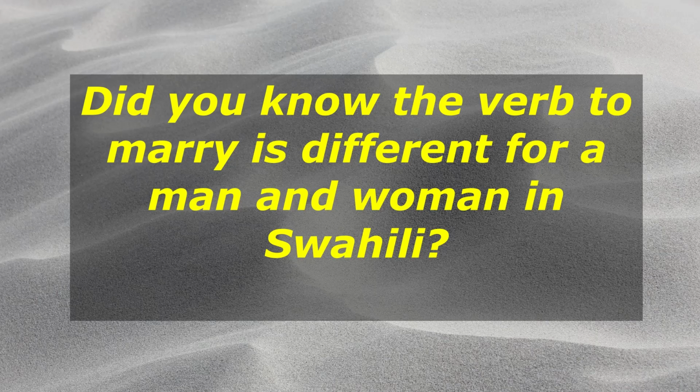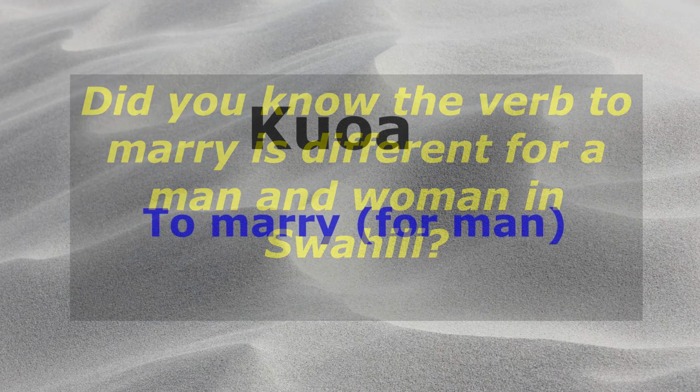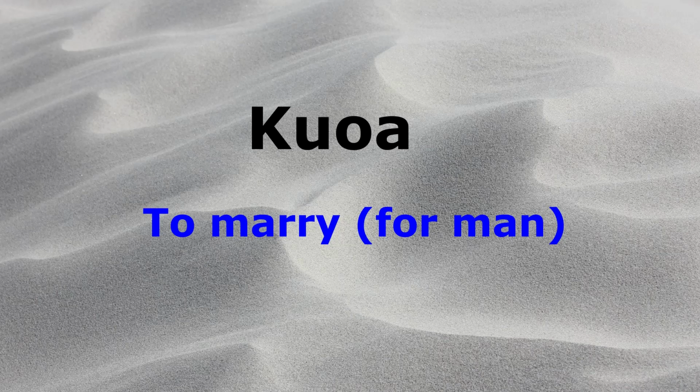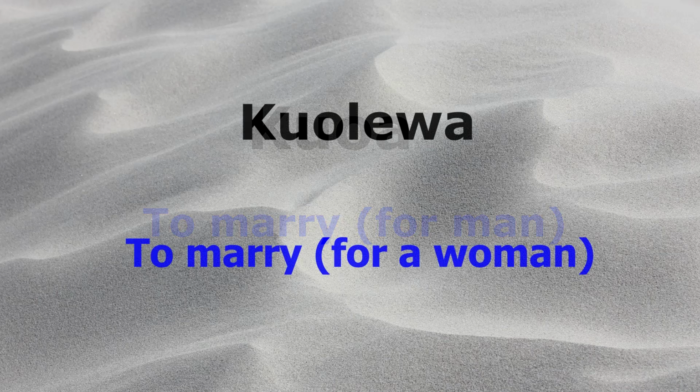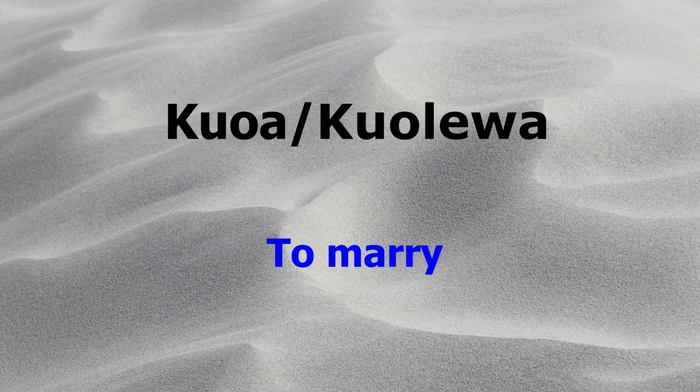In Swahili, the verb to marry is different for a man and a woman. Listen to this carefully. Kuoa means to marry. This is specifically for a man. You can't use this for a woman. While kuolewa means to marry for a woman. Kuolewa, to marry or being married. Kuoa is for a man, kuolewa for a woman.